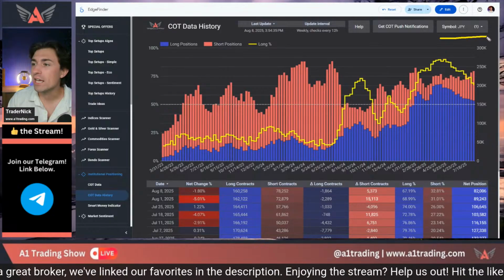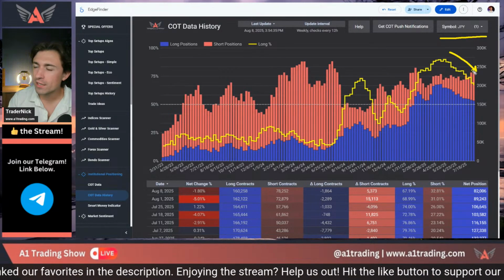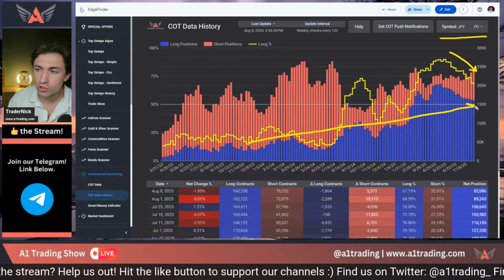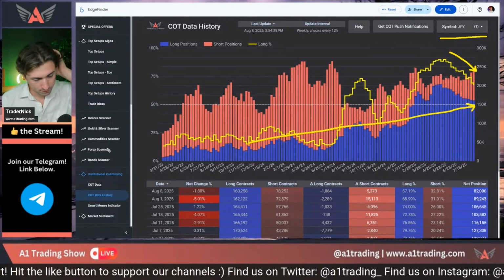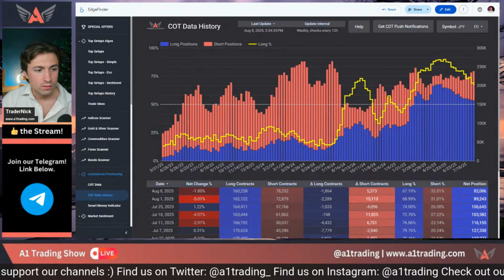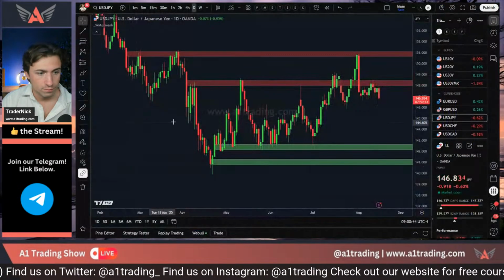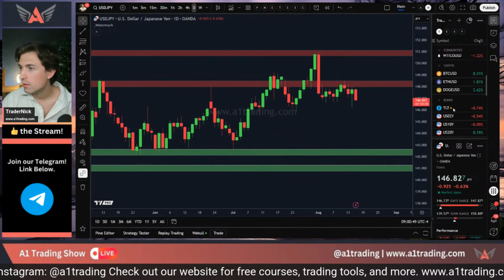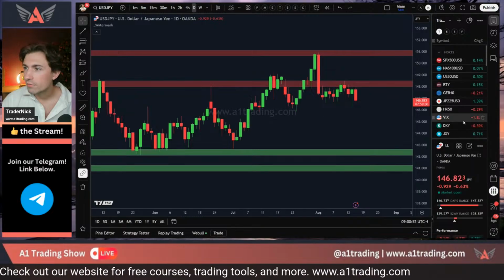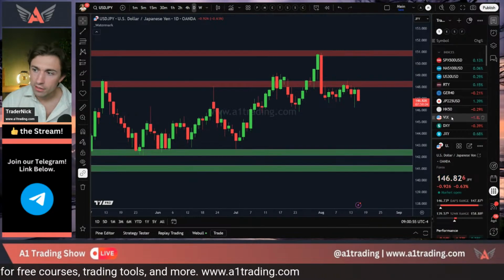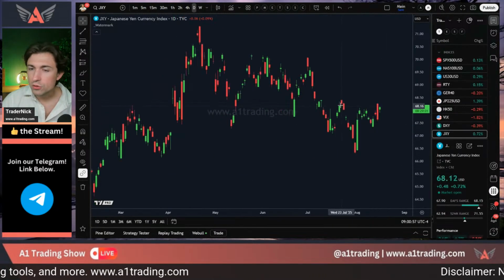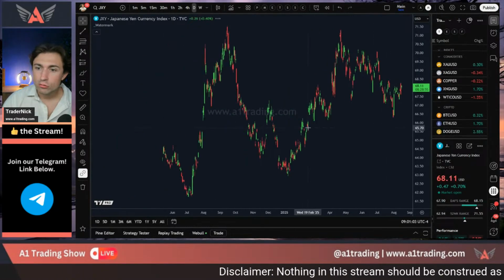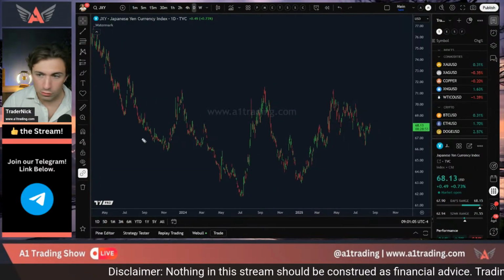Anyways, Japanese yen. There's been some selling in the Japanese yen, which is kind of interesting. But over the course of the last year, you've had a lot of bullishness on the Japanese yen. We'll see if this turns into anything further, but I still think the bigger picture for the Japanese yen is a little bit of strength. It's taken some time to really show up. This is the Japanese yen currency index. It's taken some time, but I do think there is room for the Japanese yen to continue to move higher.